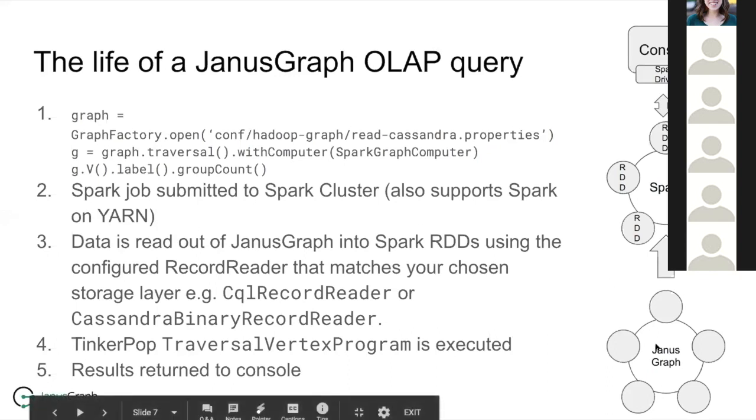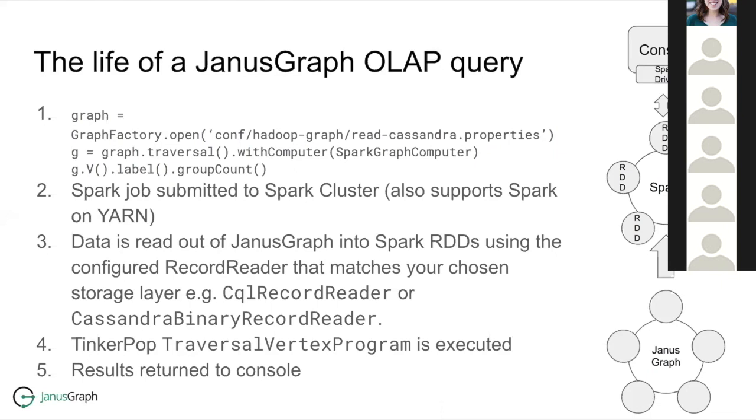At that point, if you look over here on the right, the Spark cluster is going to pull data out of the JanusGraph cluster. So let's say we're running on Cassandra. Now we're going to use a class called the CQL record reader, or maybe the Cassandra binary record reader. But basically the idea here is this execution of this traversal is no longer going to happen in JanusGraph. JanusGraph is going to be the source of that data. So we're going to pull that data up out of JanusGraph into Spark RDDs.